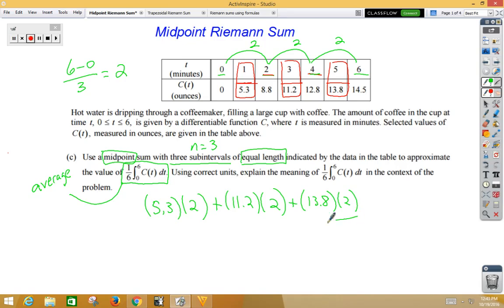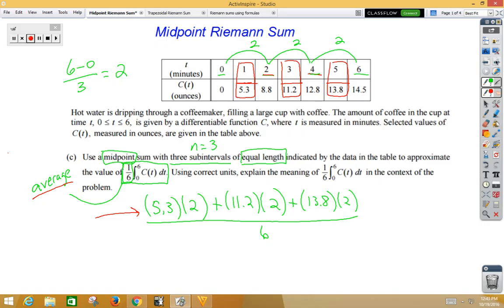We're going to add all of that up, but then we have to divide it by 6 because of the multiply by 1/6. Again, if they give you a calculator, then put it in your calculator. If not, you'll have to calculate that by hand. Using correct units, explain the meaning of this. This is the average change over the time frame 0 to 6 in ounces of the coffee.